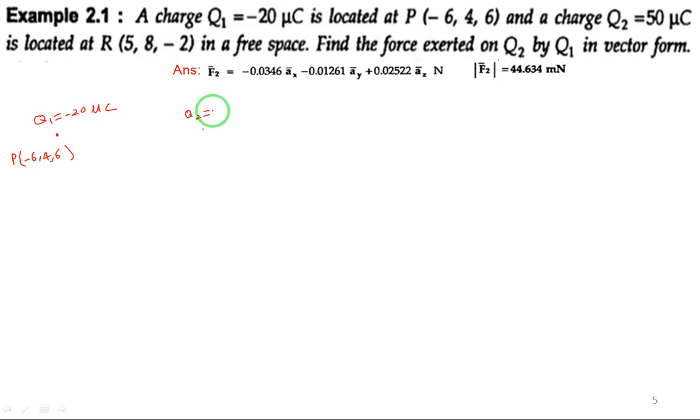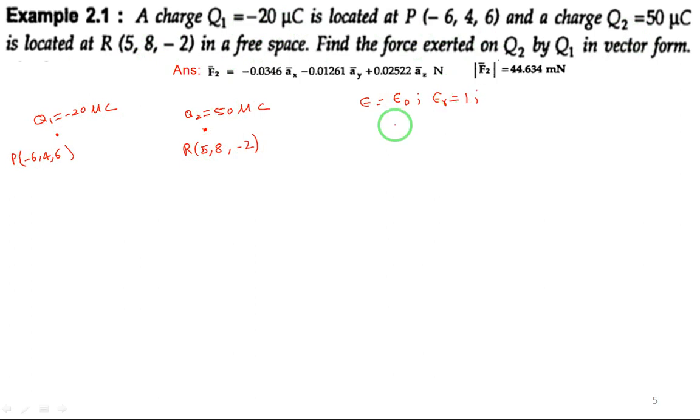And charge Q2 is located here, and it is 50 microcoulomb. It is always better to draw the diagram so that it will help us and we will not go wrong. It is located at R of 5, 8, minus 2 in free space. Free space means epsilon is equal to epsilon naught, and epsilon r is 1, the relative permittivity.